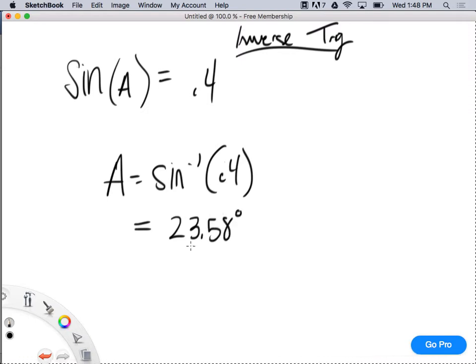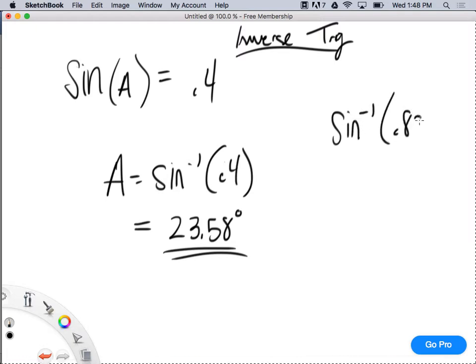23.58 degrees. Now, there will be a question on your test just like that. In fact, it'll be easier. I will say, for instance, solve for the inverse sine of 0.821. And you just have to be able to use your calculator. So if you don't have a calculator yet, you're handicapping yourself. If you do have a calculator, great, because you've been practicing. All you have to do is know how to use your calculator for this.